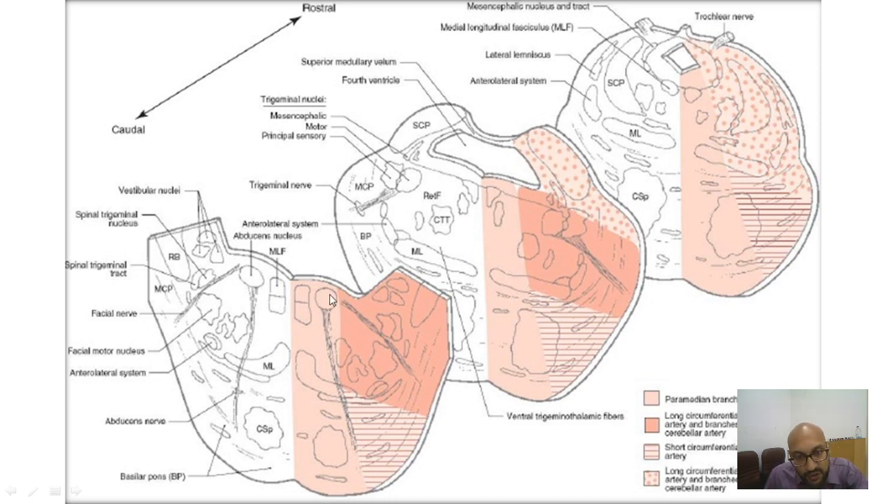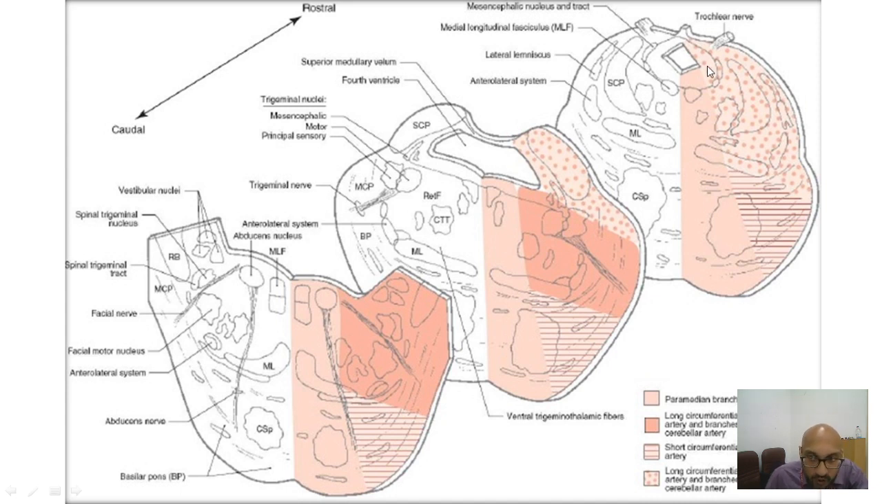Whereas the abducens nucleus and the portion of the internal genu of the facial nerve, the lemnisci, both the medial lemniscus as well as the spinal lemnisci, and the corticospinal fibers are going to be supplied by, if you see, paramedian branches of the basilar artery, right? And the lateral part here, which contains the middle cerebellar peduncle fibers, only the ventral part, is actually supplied by the short circumferential branch of the basilar artery.